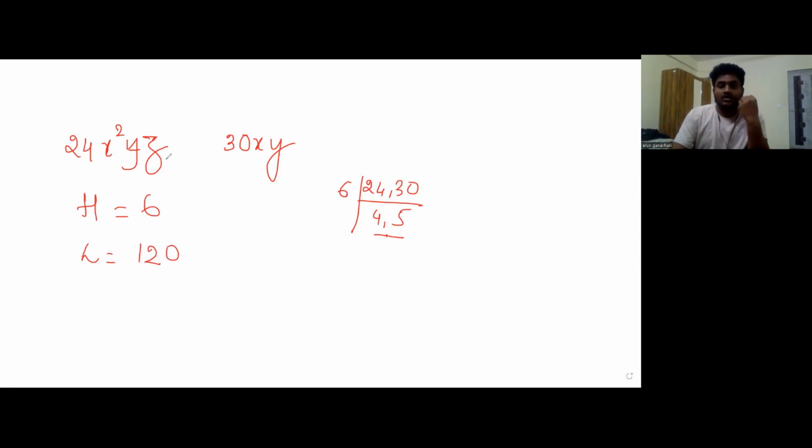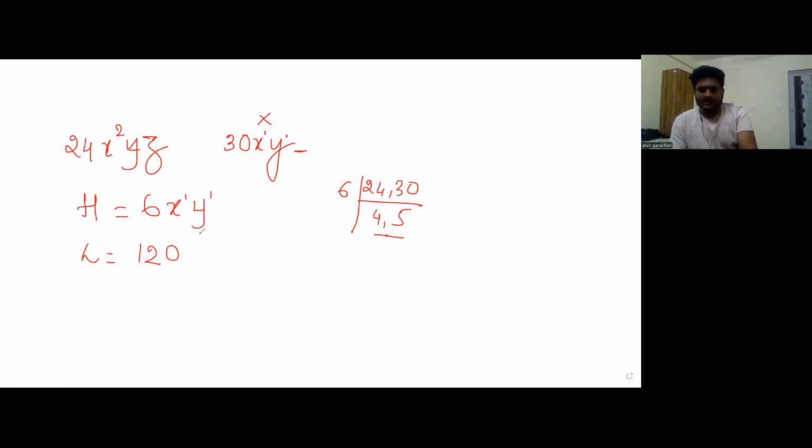For the HCF, we'll write only the common terms. What are the common terms? xyz and xy only. There is no z in the second number, so we'll not write z. The common terms are x and y. Then we'll select the lowest power of x. What is the lowest power of x? x raised to 1 only. For y also, the lowest power is 1 only. So we'll write x raised to 1 and y raised to 1.